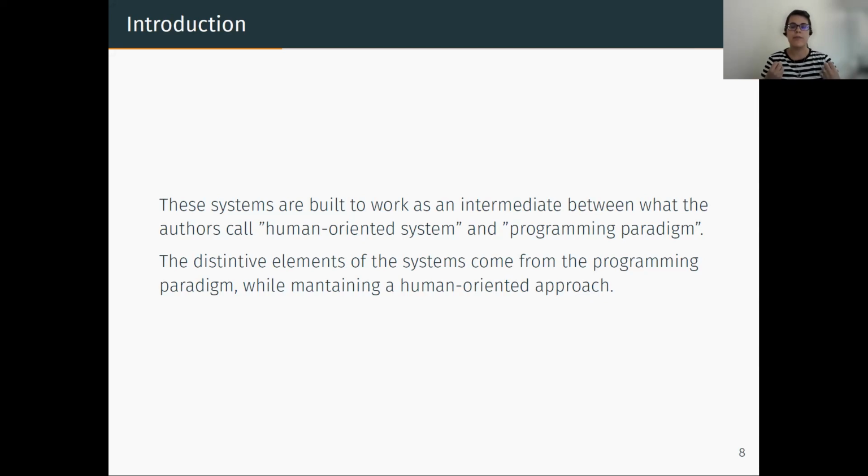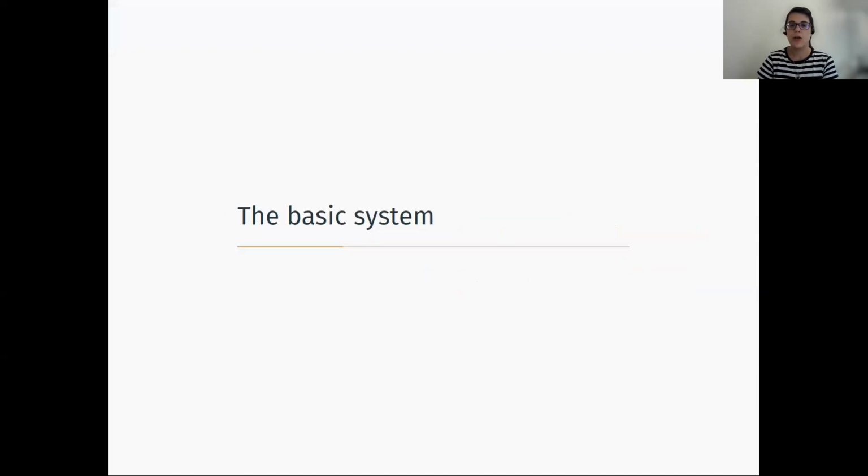But they are trying to maintain a human-oriented approach. That is, to maintain an understanding of how the system actually works.